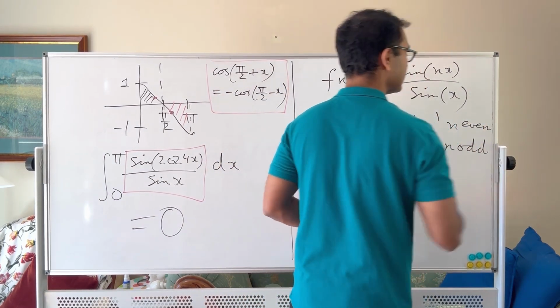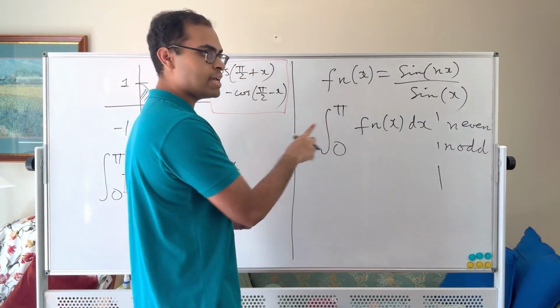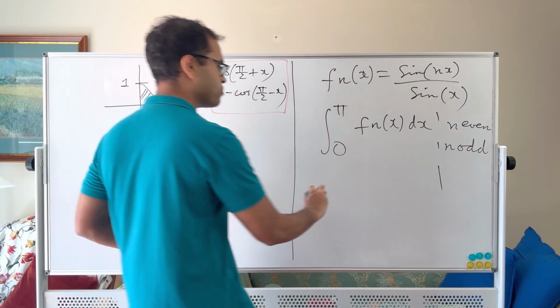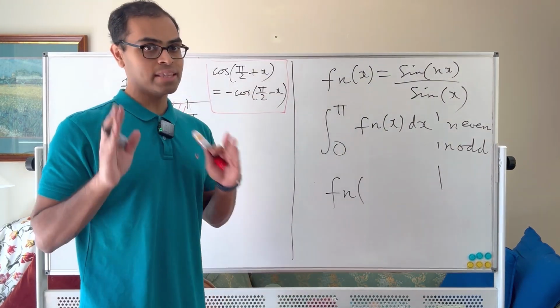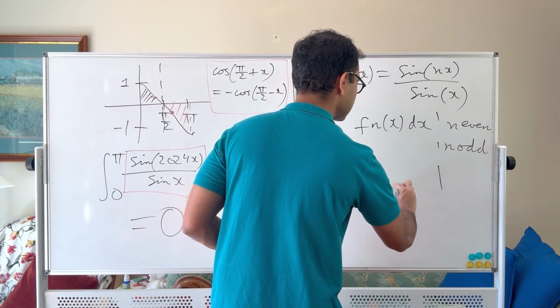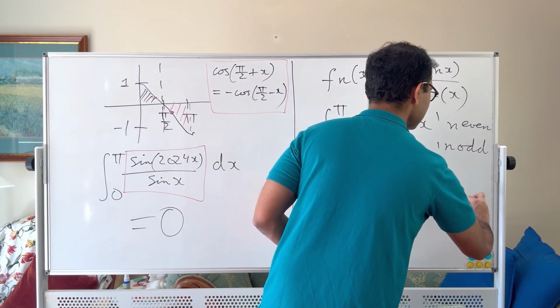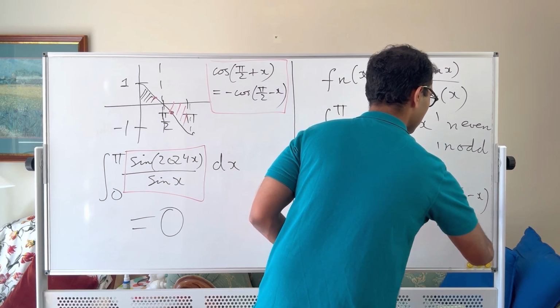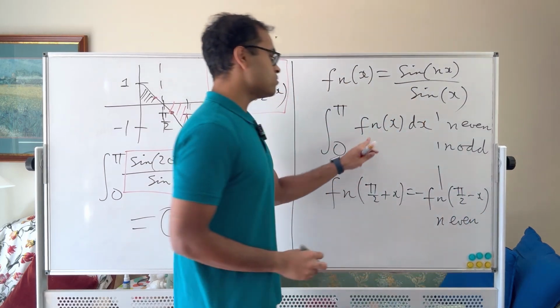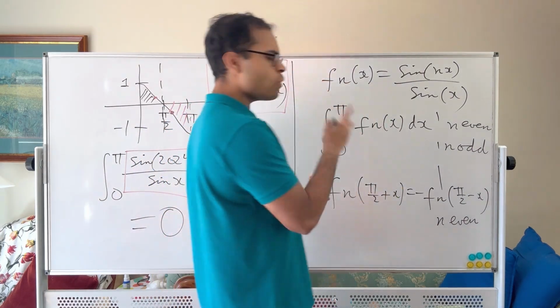So we already worked out the case n equals 1. I've shown you the case of n even essentially. Okay, it's going to be the same trick. I encourage you to work it out just to practice, because I'm not just trying to show you math, I'm trying to teach you math. Okay, so here we have f_n of pi over 2 plus x is going to equal negative f_n of pi over 2 minus x when n is even. Okay, and that is going to be crucial to allowing us to say this integral is equal to 0 when n is even. But what about when n is odd?